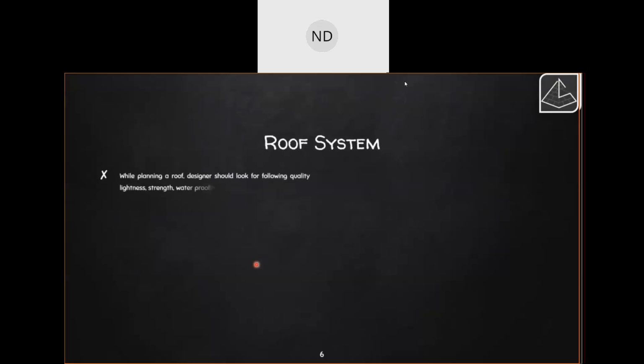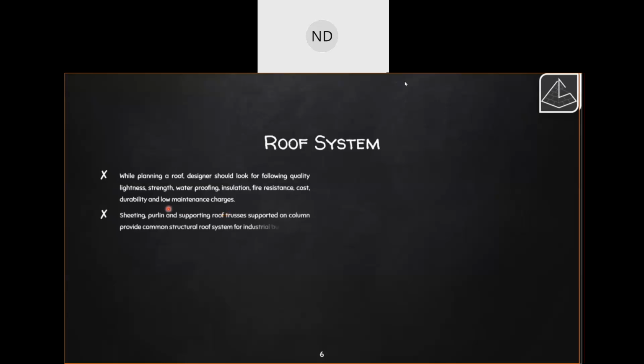Now let us talk about the roof systems. While planning a roof, the structural designer should look for lightness, strength, waterproofing, insulation, fire resistance, cost, durability, and low maintenance charges. Sheeting, walling, and supporting roof trusses supported on columns provide a common structural roof system for buildings.